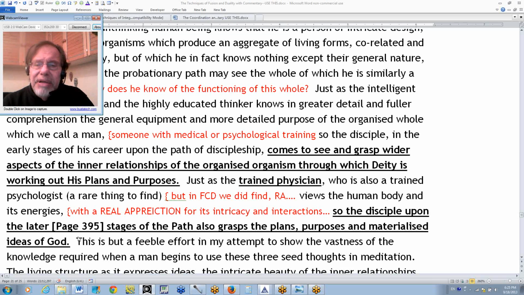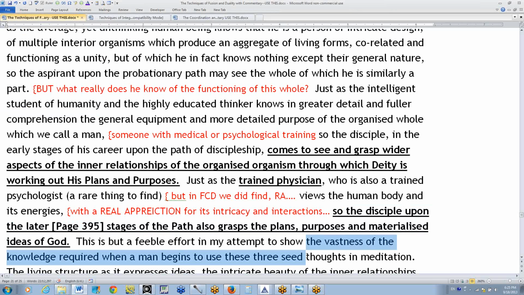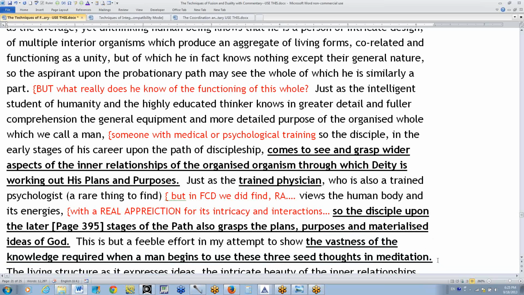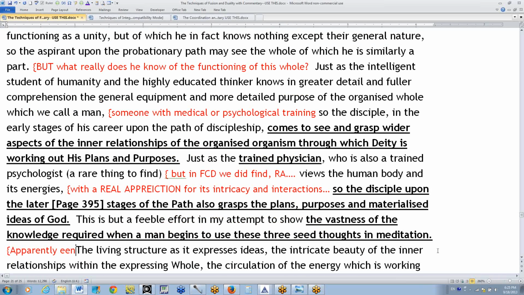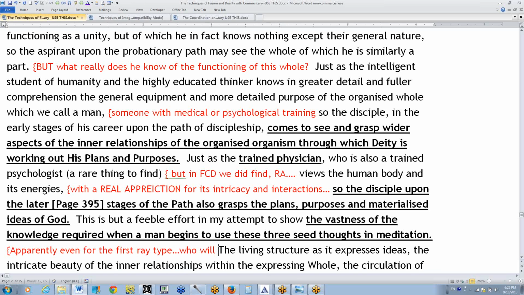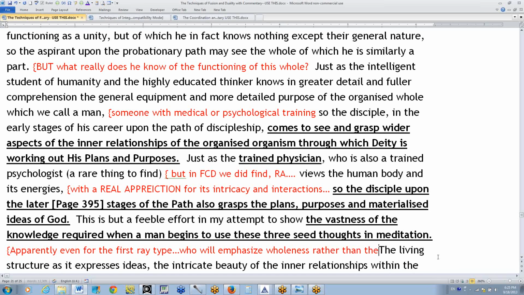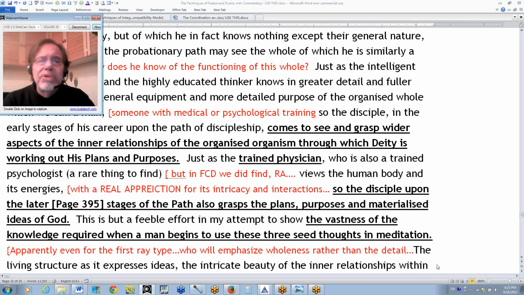This is but a feeble effort in my attempt to show the vastness of knowledge required when a man begins to use these three seed thoughts in meditation. Well, and we might say, apparently, even for the first ray type, who will emphasize wholeness rather than the detail. But still, vast knowledge will be required. We can certainly understand that with someone who is attempting to present divine attributes through manifestation, how much knowledge will be required there.